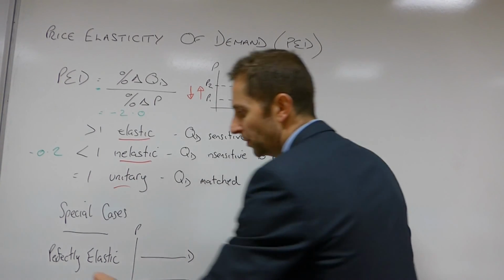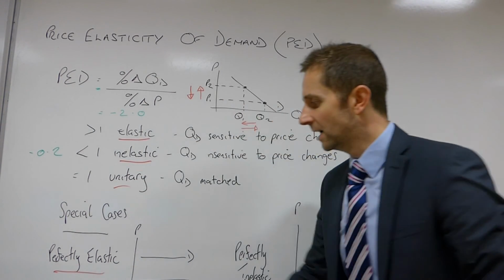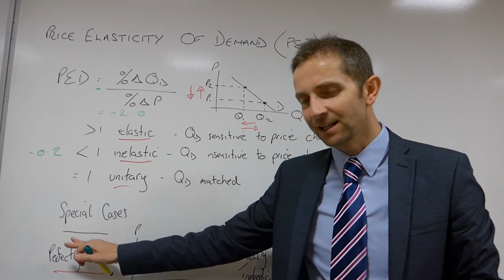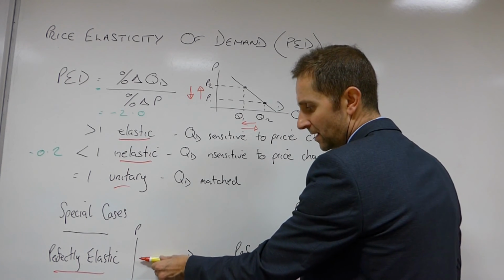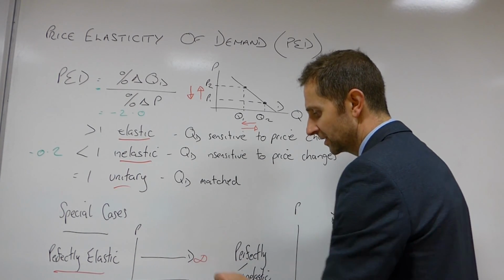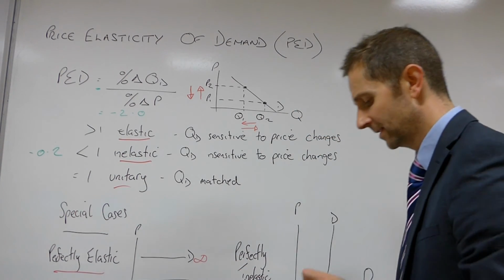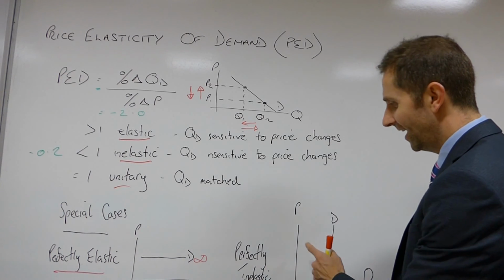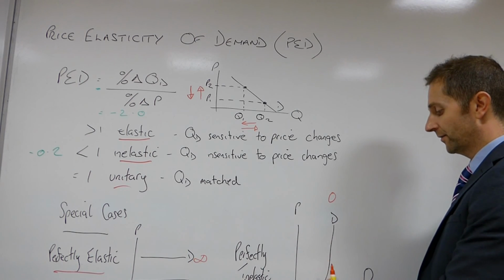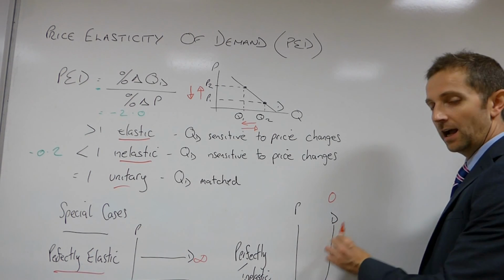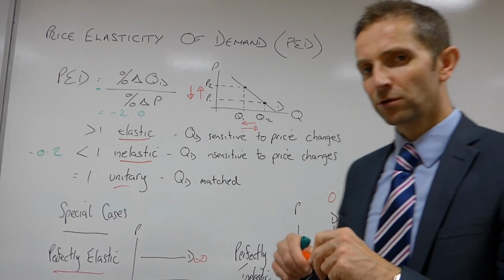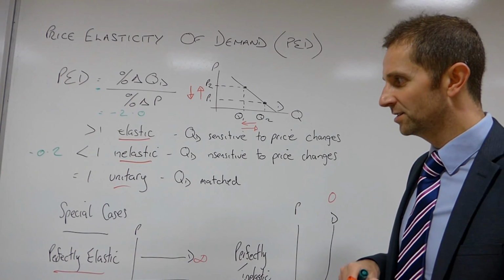Other special cases would be, or other extremes would be known as perfectly elastic demand. Now, if we have a perfectly elastic demand, it means that the demand curve is perfectly horizontal, like so. And so, you know, the gradient of this line, we're talking about infinity and beyond. And if it was perfectly inelastic, then it's a vertical curve like so, and the gradient of that line being 0. So those are the sort of general basic interpretations of price elasticity of demand.